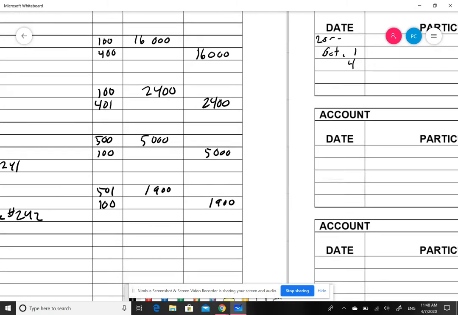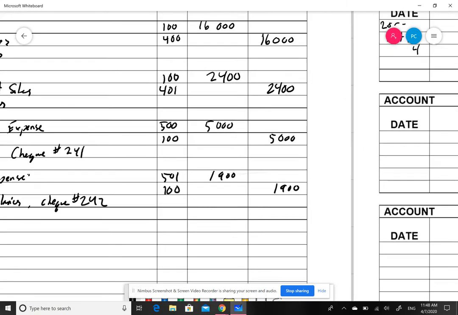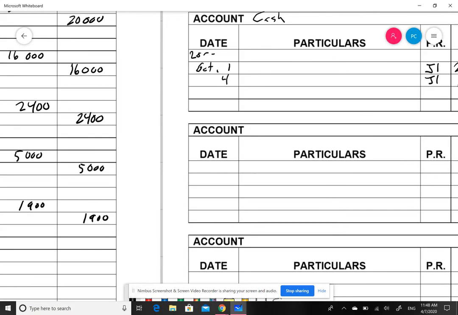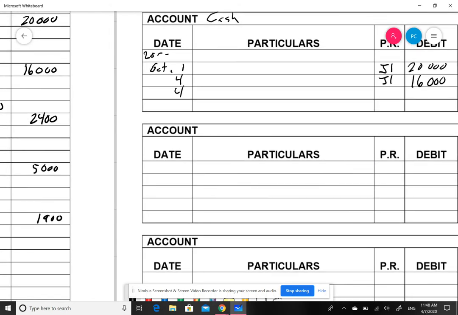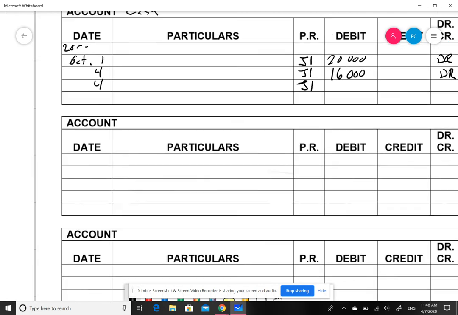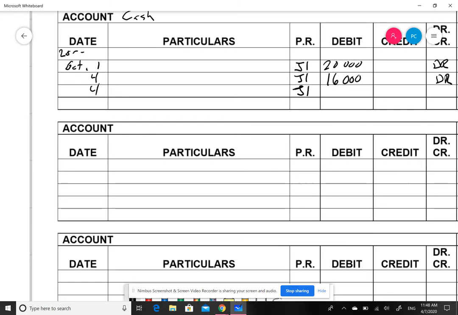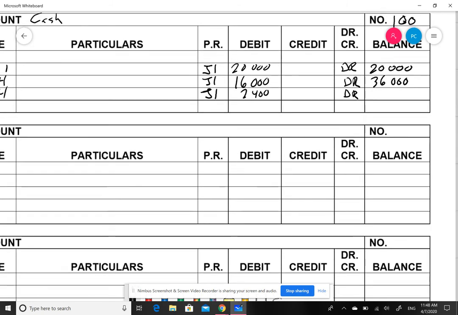We'll just ignore that. Okay, the next one we've got is a 2,400 cash deposit. Again, it's on the 4th. Still the same page of the journal. If that changed, of course, we'd put J2 or J3 or whatever it would be. So 2,400, and we've got DR. And if we add it together, we get 38,400.